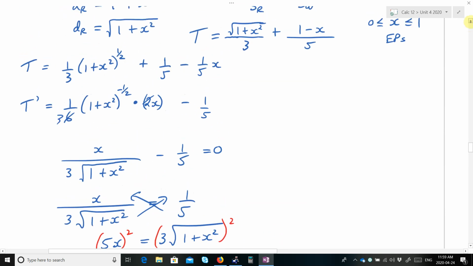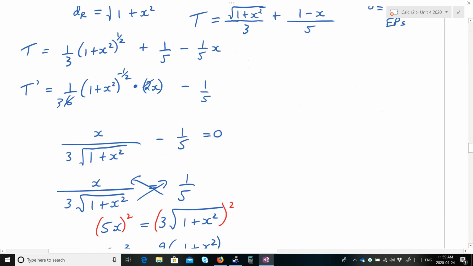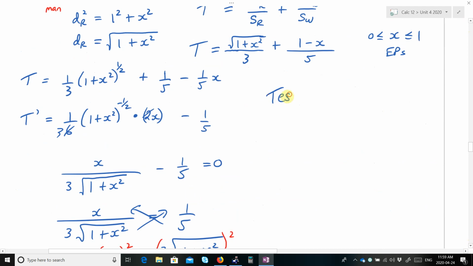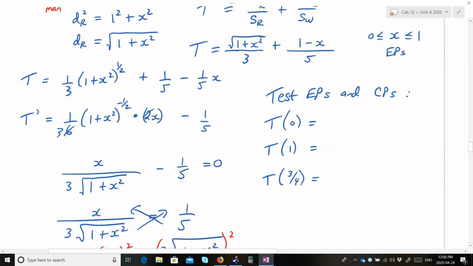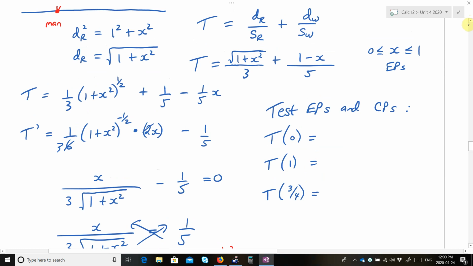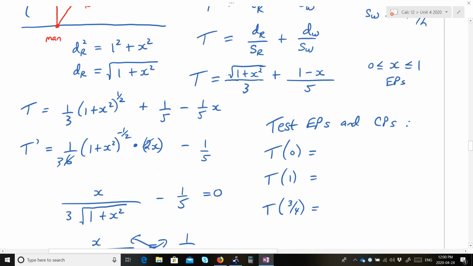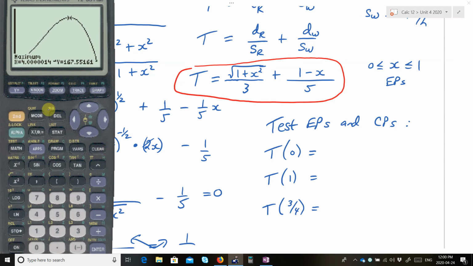Okay, so let's go up here then, and we will test our endpoints and critical points to see which one gives us the minimum travel time here. So we're interested in the time when x is 0, the time when x is 1, and the time when x is 3 over 4, right? Okay, so which one gives us the lowest time? We would have to plug all of those times in here. So here's what I'm going to do. I'm going to type that into the calculator.